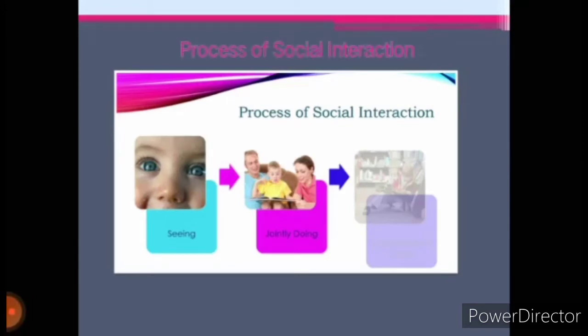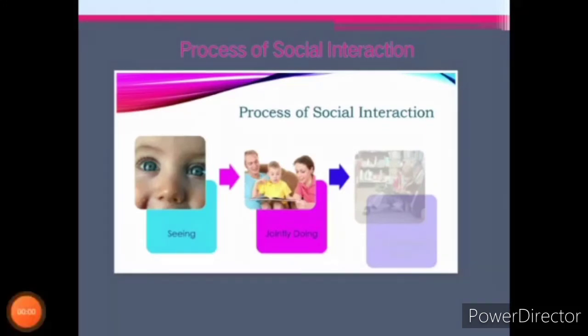In the process of social interaction, we have seeing, jointly doing, and lastly, independently doing. Seeing is when you see an adult doing things. Jointly doing is when you do things together. Independently doing is when you gain enough skill to do the activity. For example, when you were young, you saw your older sister or mother doing makeup. Knowing you idolized them, you asked them to teach you how to do makeup, and then you did it together.